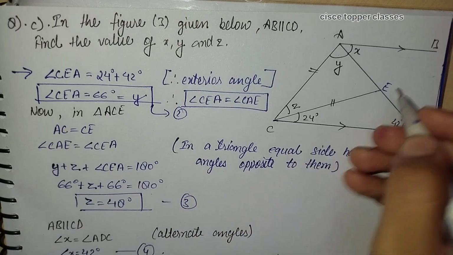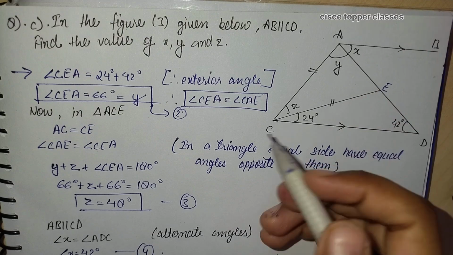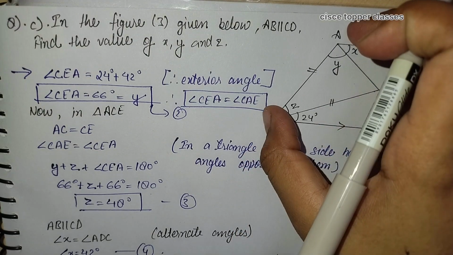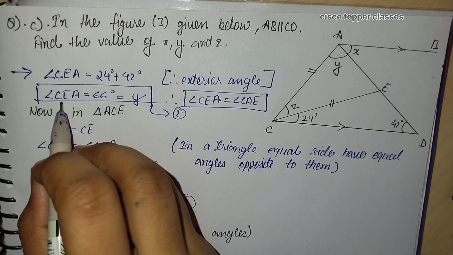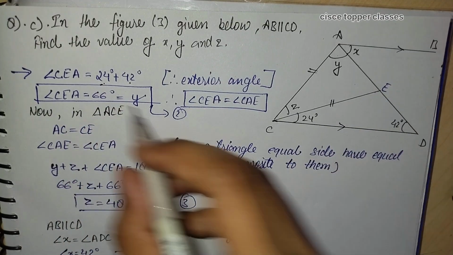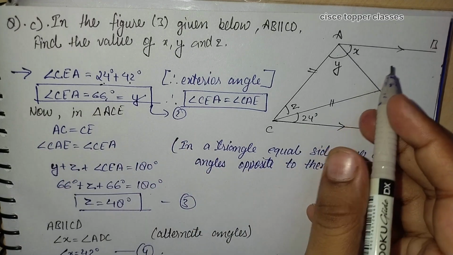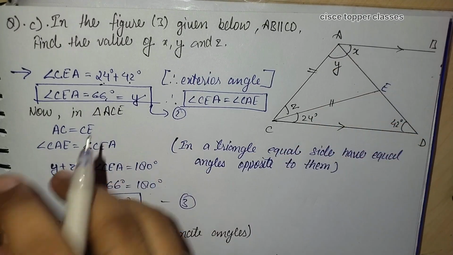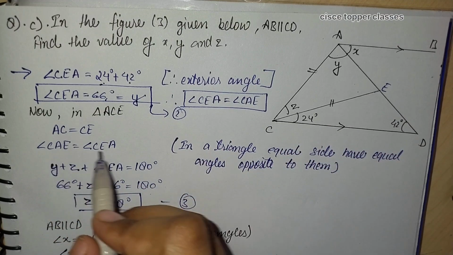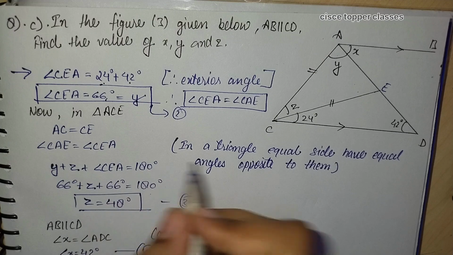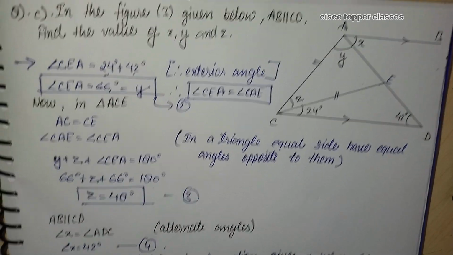Simply, firstly, CEA is the exterior angle of triangle CED. So these opposite angles' sum is equal to CEA, and if these two sides are equal, y is equal to CEA because angles opposite to equal sides are equal. So here we get 24 plus 42, and adding this we will get 66 degrees, which is equal to y. Again, in triangle ACE, we have AC equal to CE and CAE is equal to CEA. Again, y plus z plus CEA is equal to 180 degrees. Now we can find the value of z, that is equal to 48 degrees.